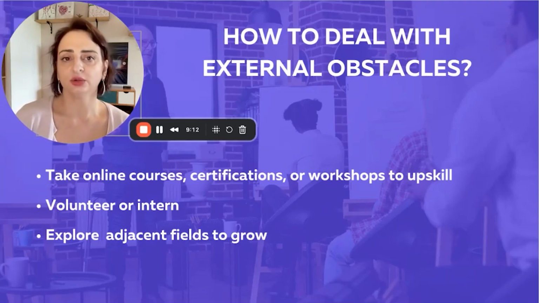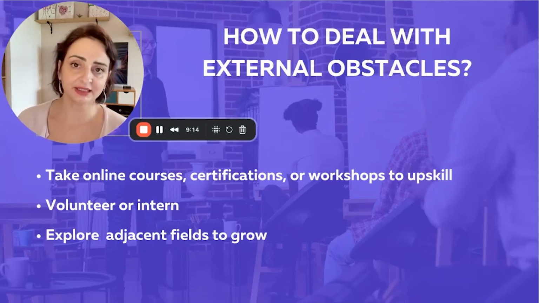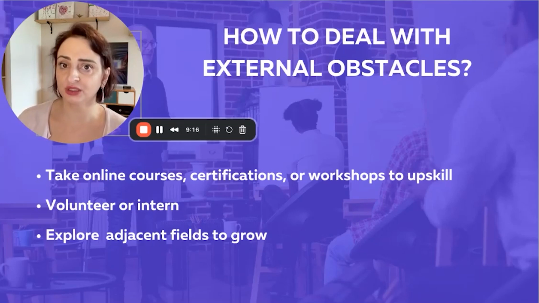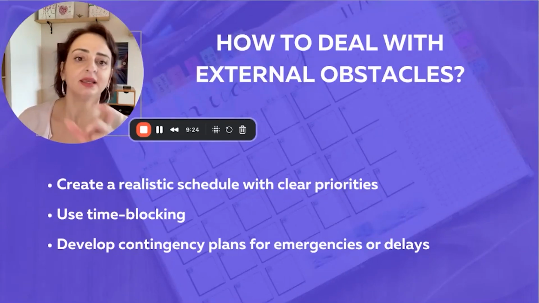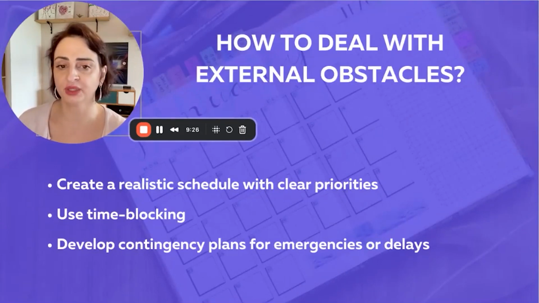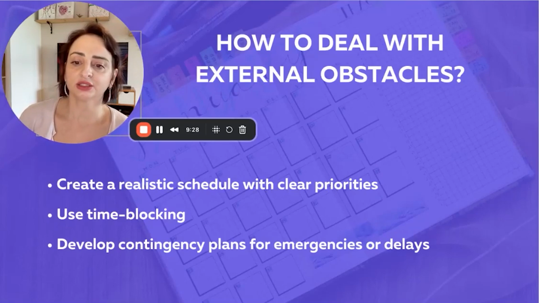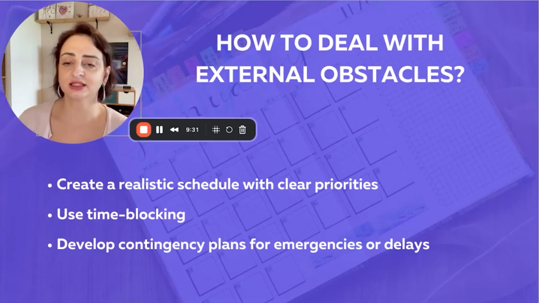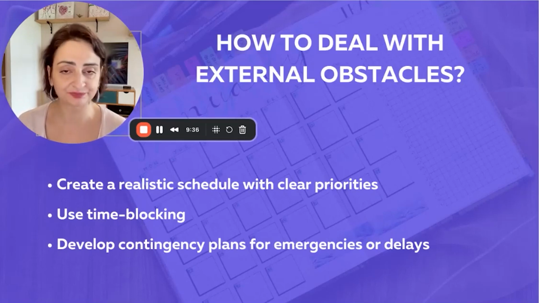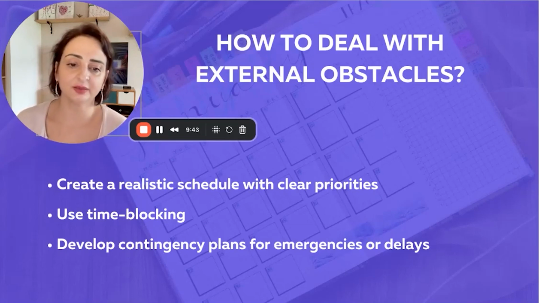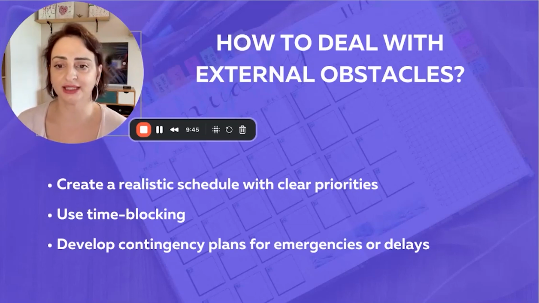Why am I saying all of this? Because your second assignment is to come up with 5 obstacles you might encounter on the way towards achieving your linchpin goal, and come up with an if-then plan for those. Some other ways to deal with external obstacles is to create a realistic schedule with clear priorities. Now, this overlaps with the internal obstacles, but I still pointed it out because I believe it's very important. Use time blocking and develop contingency plans for emergency delays.